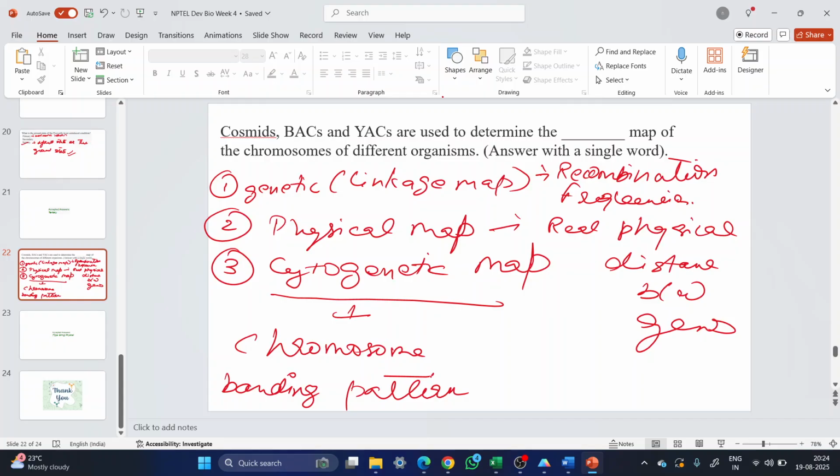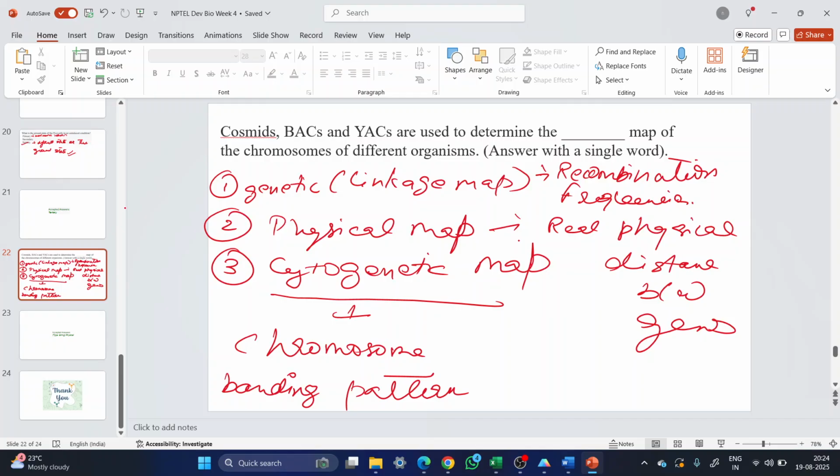Because these vectors contain the actual pieces of DNA which are aligned by overlap, and then they reveal the true physical order and the true spacing of the genes. And this is different from a genetic map. Why? Because a genetic map only gives the relative distance based on recombination, but this gives you the actual physical distance. Therefore cosmids, BACs, and YACs are used to determine the physical map. The real physical distance between two genes is determined by cosmids, BACs, and YACs.